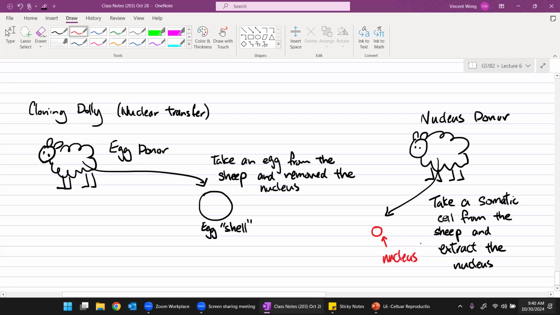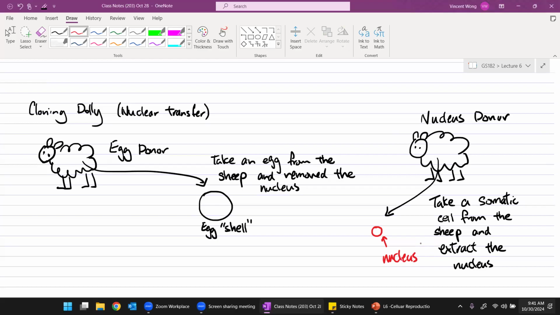The nucleus contains both sets of chromosomes, both sets of genetic material, as opposed to half for the sperm and egg. So that's the story so far. You guys follow? All right. What do you think is going to happen next? What are we going to do with the shell and the nucleus? That's right. They're going to put the nucleus into the eggshell.